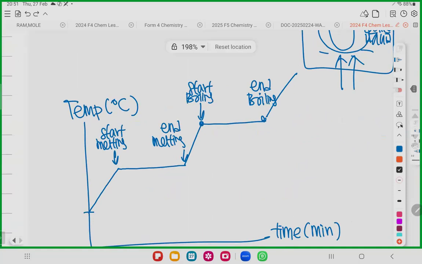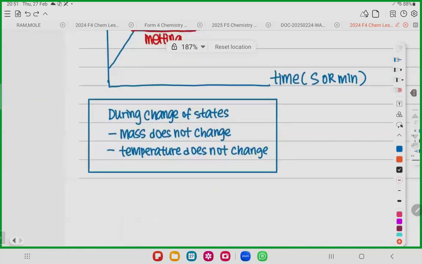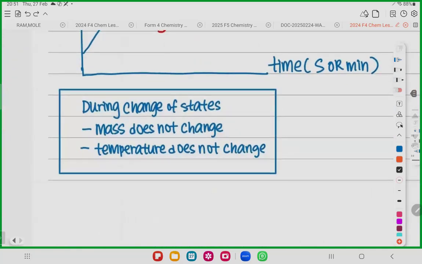When you do the heating curve, during the change of state, which means you change from solid to liquid, liquid to gas, when you change from one state to another, the mass doesn't change. Let's say you have 1 kilogram of solid. When you heat it, you get 1 kilogram of liquid. When you boil it, you will get 1 kilogram of gas. So the mass will be the same.